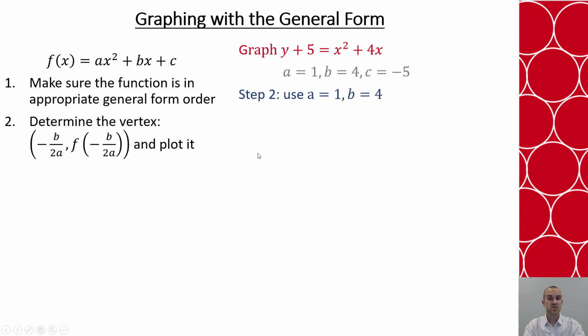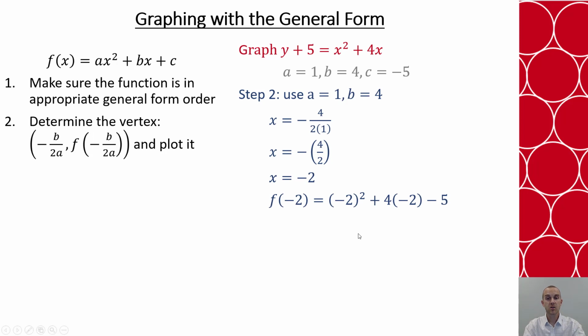So I'm going to substitute in my a and my b to find the vertex. So that's negative b over 2a. So that's negative 4 over 2, which is negative 2. Now I have my x value for the vertex. To find my y value, I just substitute it back into the equation.